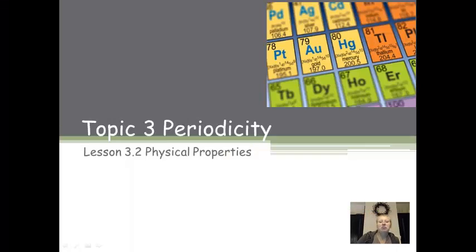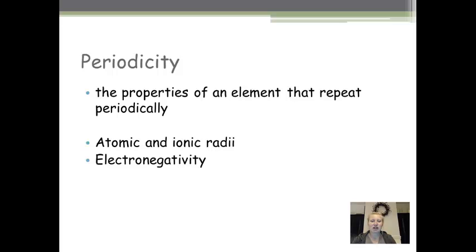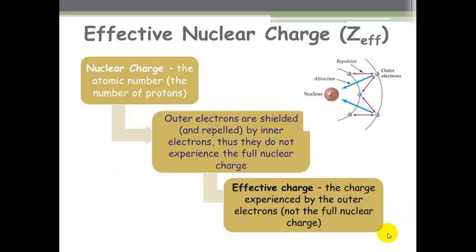This is lesson 3.2, physical properties. So periodicity refers to the properties of an element that repeat periodically. For example, atomic and ionic radii, electronegativity, ionization energy, all of which repeat periodically.